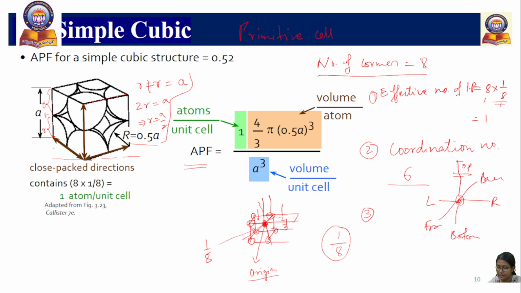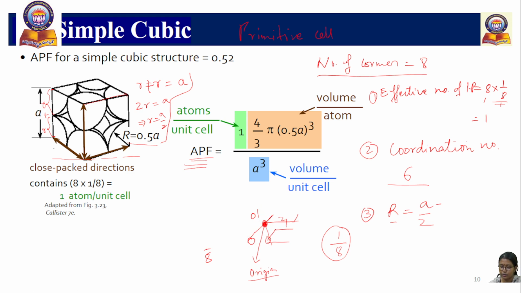Now we are going to find the atomic packing fraction. One by one we'll go. We also know that R equals a by 2, where R is the atomic radius and a is the lattice parameter. Now the last is atomic packing fraction, APF. Here we see how we are going to find it.